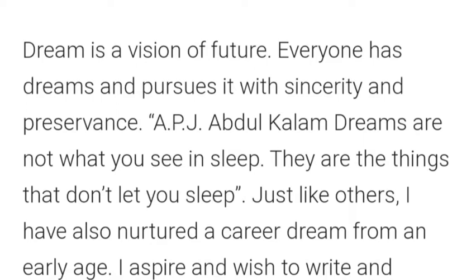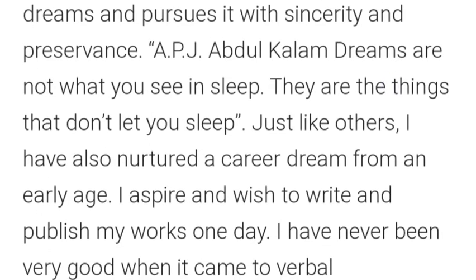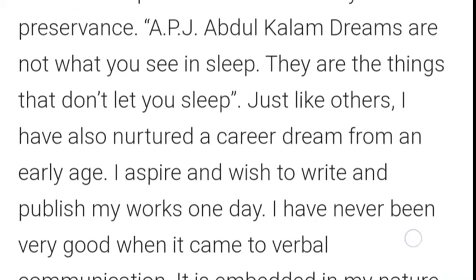APJ Abdul Kalam, dreams are not what you see in sleep. Here is a mistake. It would have been, in the words of APJ Abdul Kalam, because APJ Abdul Kalam, famous president of India, has said that dreams are not what you see in sleep. They are the things that don't let you sleep. Okay, a common quote of a famous personality, you could use like he has used, but a grammatical error is there. Just like others, I have also nurtured a career dream from an early age.